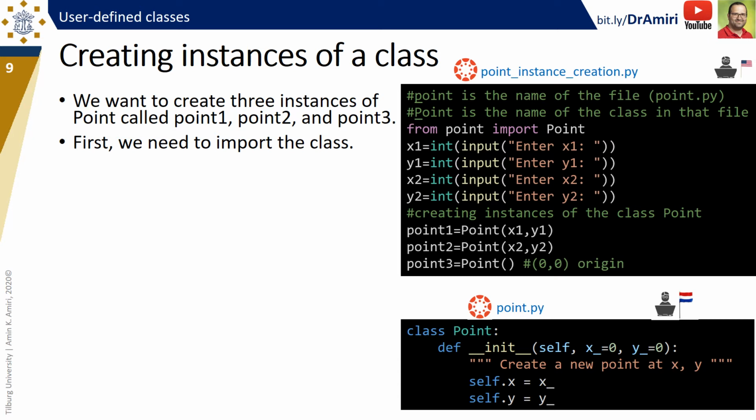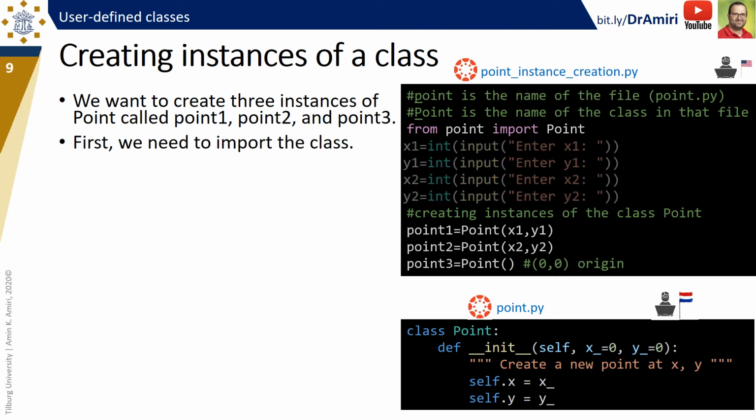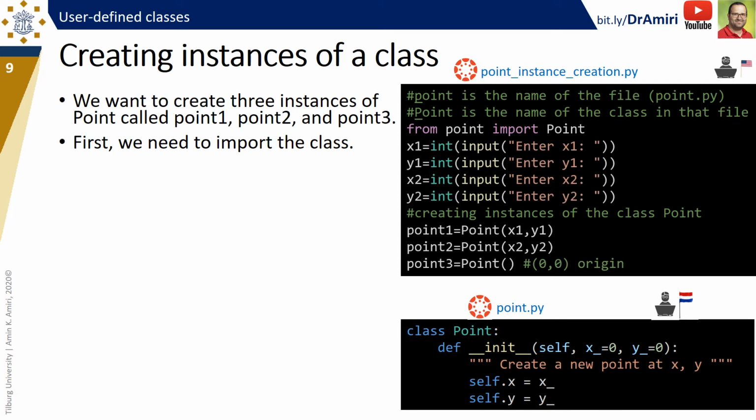So the first activity is to import the class. What you can do is to just use the keyword from and then give the name of the file, and after that write down import and then give the name of the class. After that, you get inputs from the user so that you can use those inputs to provide the arguments for the initializer of the class Point.